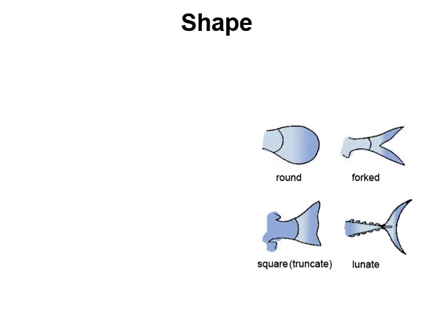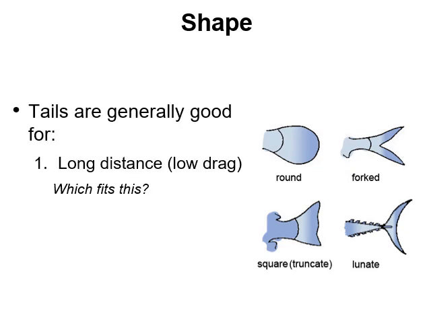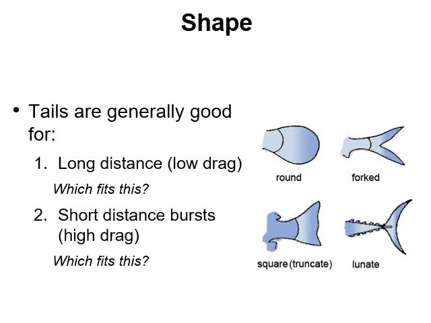So the shape of the tail fins are really important as well. And the particular shape that a fish has in its tail fin is going to tell us a little bit about whether it's good at long distance or whether it's good at short distance bursts. So first let's think about long distance. Right, so if there's a fish that is swimming long distances, every single day, it wants to have as little drag as possible, right? So it's going to have a fin that has minimal surface area, right?